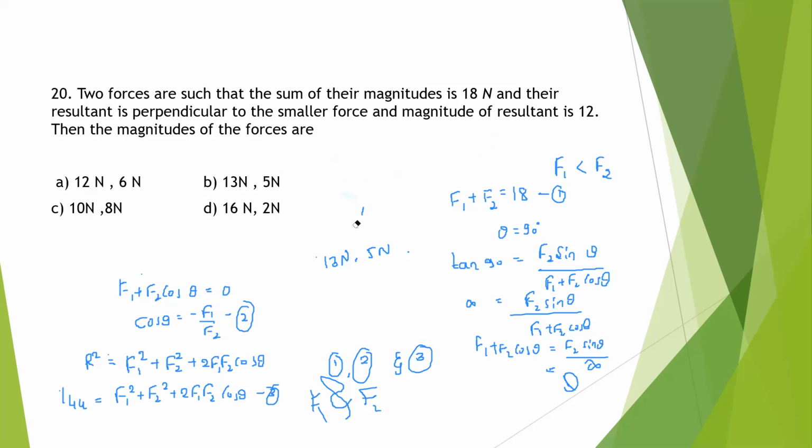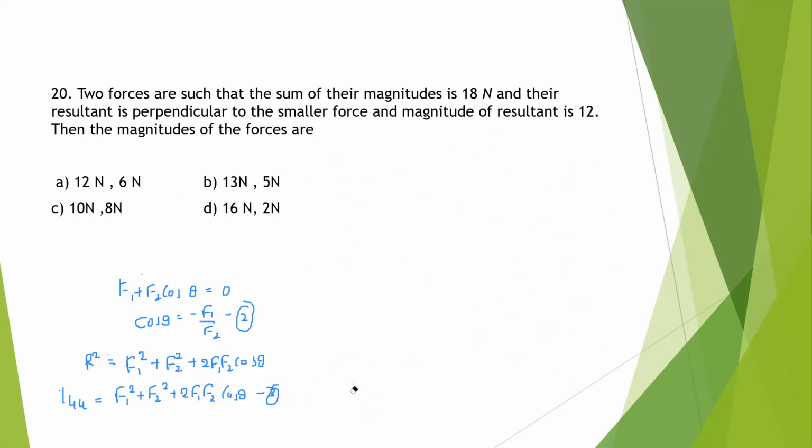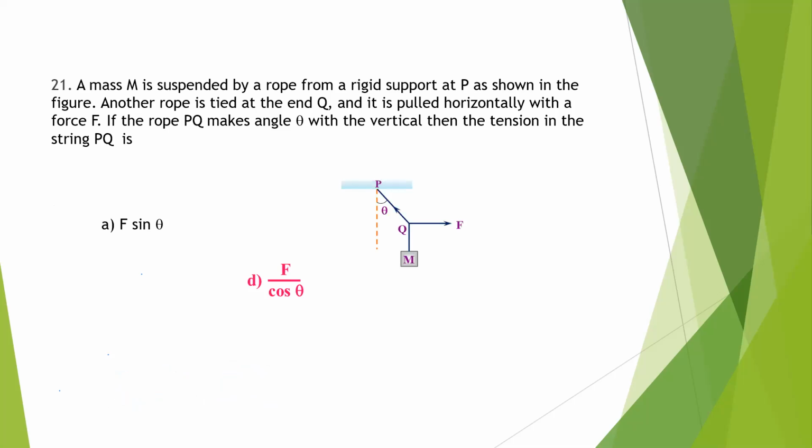Then let us see one last sum for today's class. Our next question is: mass M is suspended by a rope from a rigid support, as shown in the figure. Another rope is tied at the end Q and is pulled horizontally with the force F.